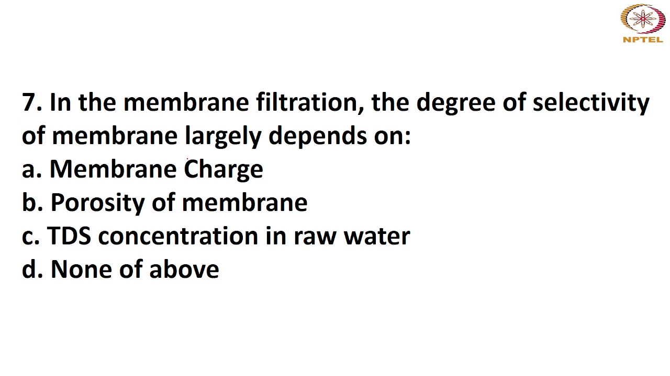Okay, you are saying B, but no C. So the correct answer or answers will be A, B, and C. The membrane charge can determine selectivity: if the membrane is positively charged and your pollutant is negatively charged, then it can remove it. So this will affect the degree of selectivity.